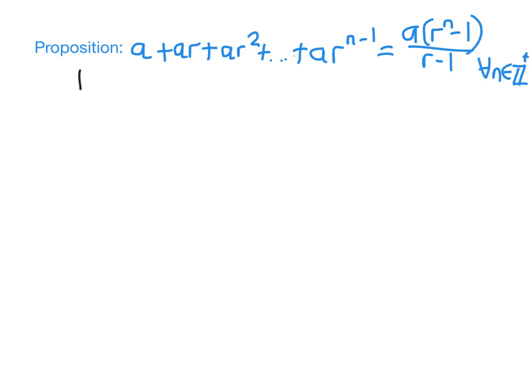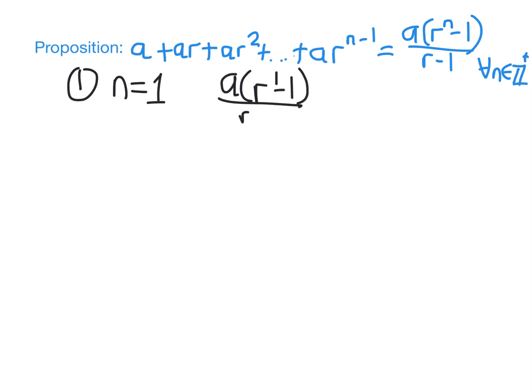So the base case, n equals 1. Remember, n is the number of terms in geometric sequences like this. So if n equals 1, we just get on the right hand side a times r to the power of 1 minus 1 over r minus 1. Now obviously these two cancel out and you just get a. So we have proved that this formula works for the base case n equals 1.